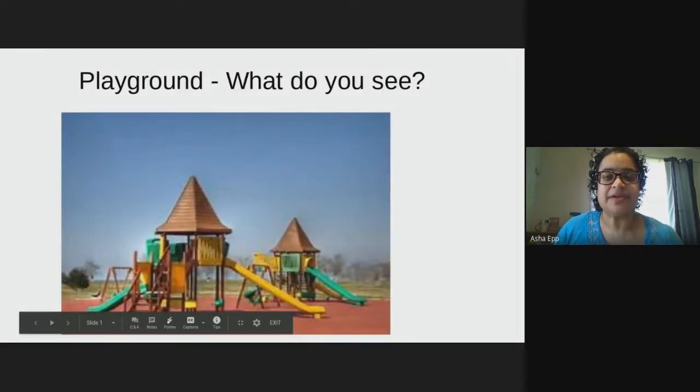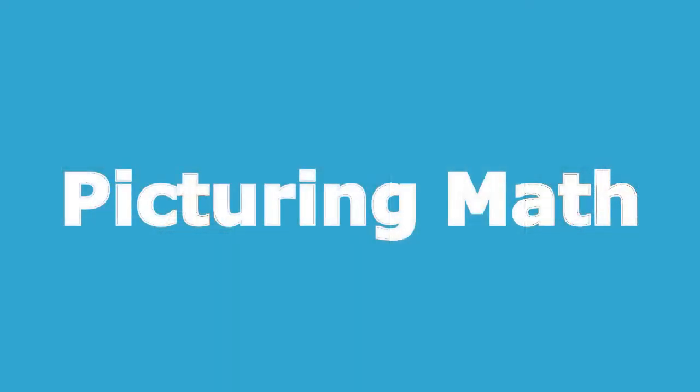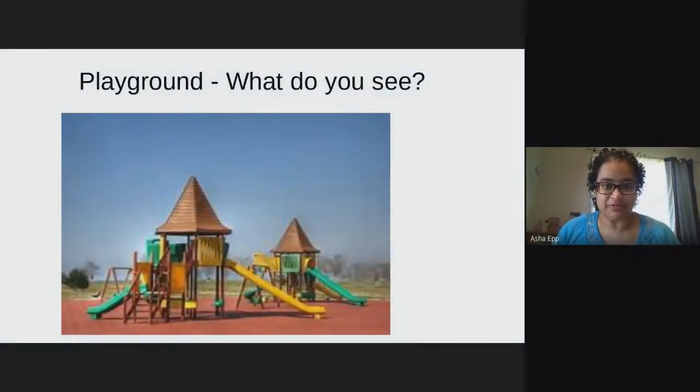So here is a picture of a playground, and I think that when we are outside, there are so many shapes around us, but we don't often notice that math is in our everyday activities. So what are some shapes that you see here? I'll give you a second. You can tell someone next to you or write them down.